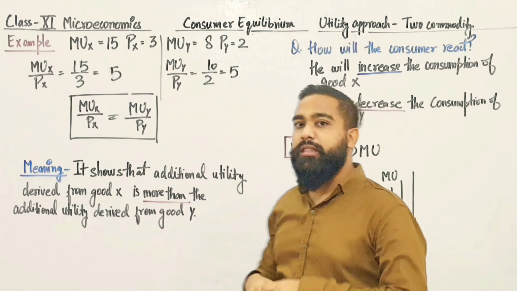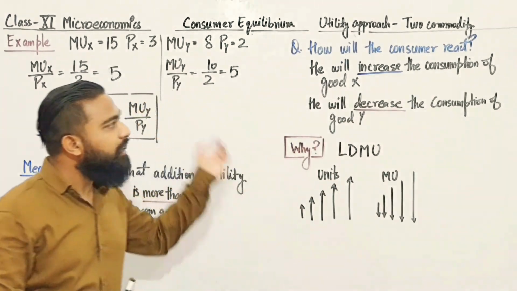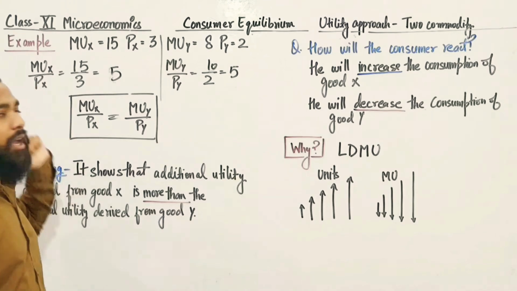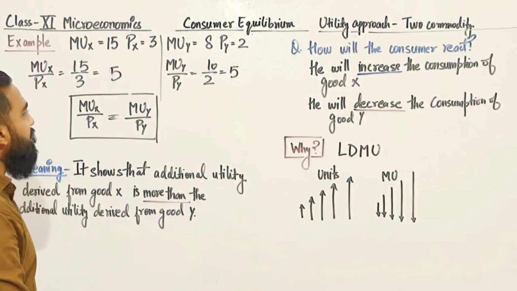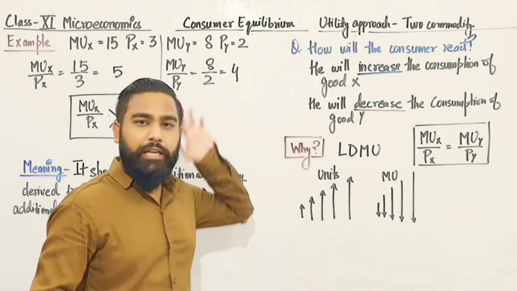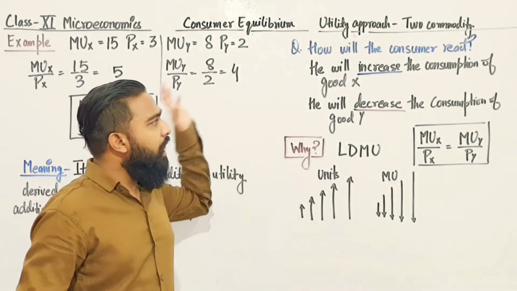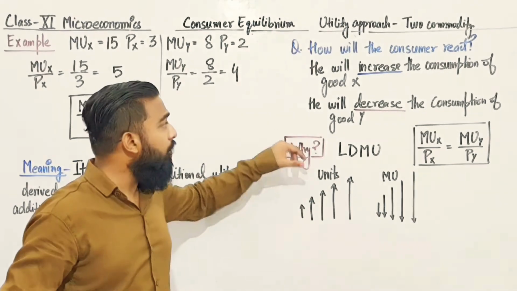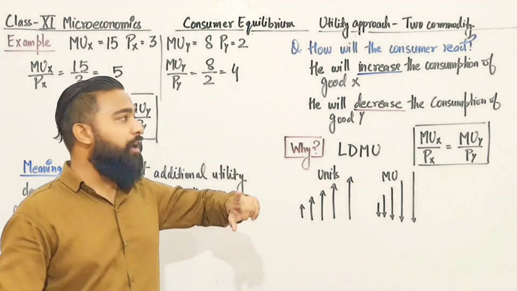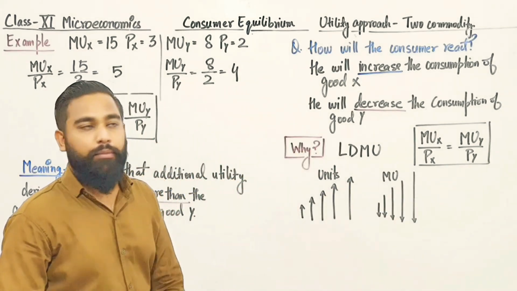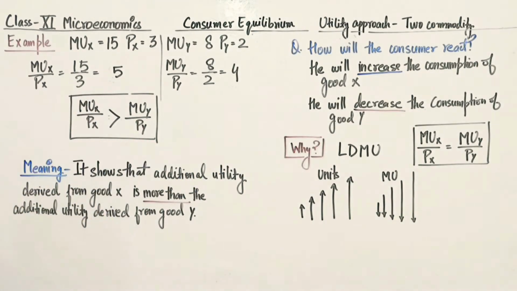By increasing the consumption of good X and decreasing the consumption of good Y, we can establish the consumer equilibrium. The consumer will increase the consumption of good X until he achieves the consumer equilibrium, or he will decrease the consumption of good Y until he achieves the consumer equilibrium. Now students, take a clear screenshot so that you can complete your notes.